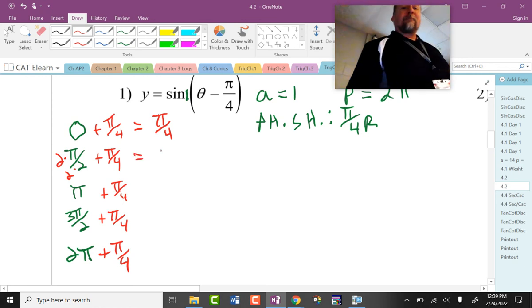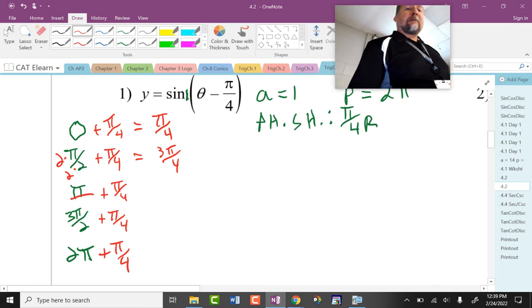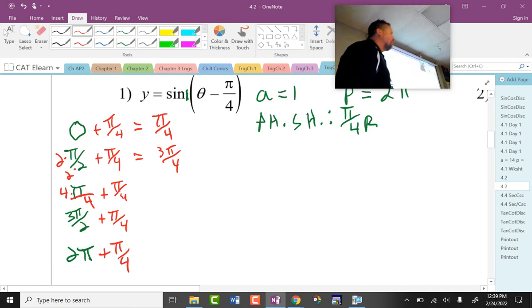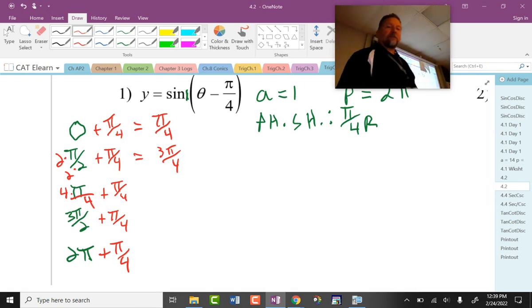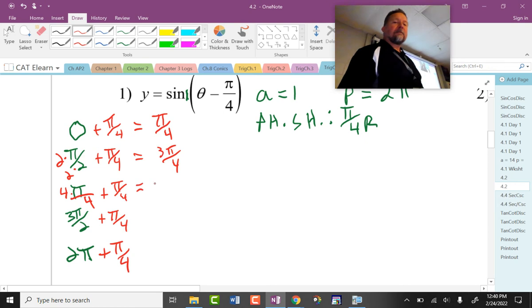All right? And then you might start seeing a pattern after our next answer. What's the common denominator here? I'm not even going to ask you. I'm just going to go ahead and shove that in there. What's this next one added together? 5 pi over 4. Do you see a pattern to the right? So what do you think the next one will be?